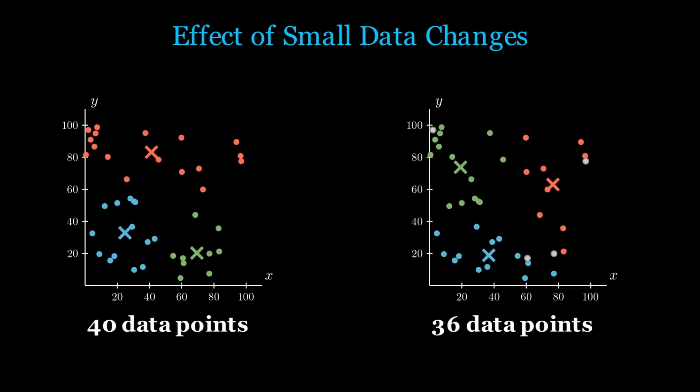Notice how running the algorithm with 4 observations removed can shift the centroid positions and change some of the cluster assignments. This sensitivity to small changes is why you should be cautious when interpreting clustering results, especially if your dataset is small or your clusters aren't well separated.